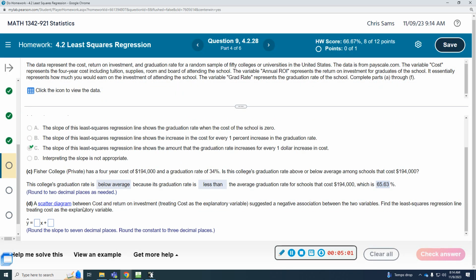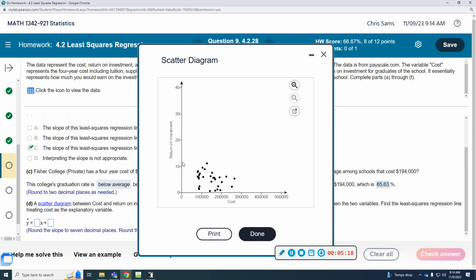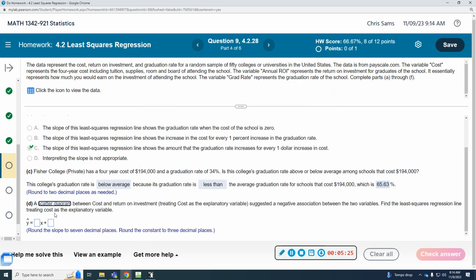D, so we have a scatter diagram between cost and return on investment. We're going to use cost as explanatory variable. There's a negative association between the two variables. Find the least squares regression line. So here's a scatter diagram. Looks like there's just a little clump, but it looks like the downward trend. We're going to do cost and rate of return, or return on investment. And cost is explanatory again.